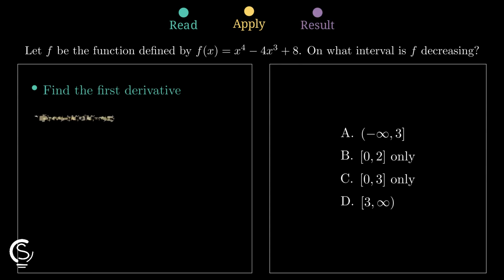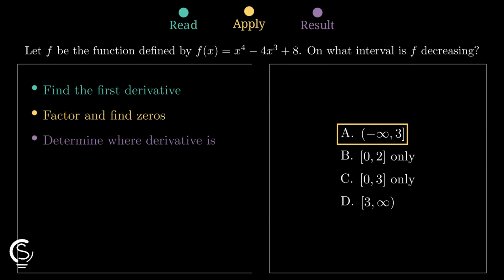Finally, check the signs. The derivative is negative when x is less than 3, so the function decreases there. Option A is the final winner.